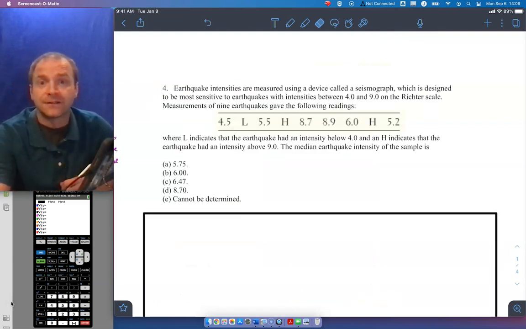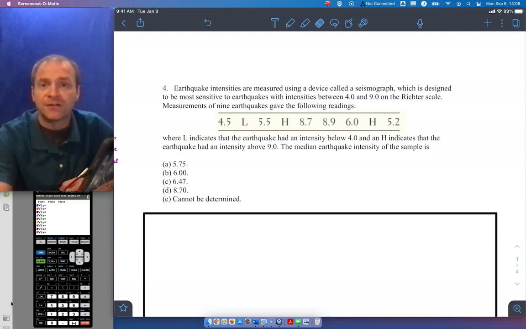I'm going to try a different multiple choice strategy in number 4. I'm going to look at what we're trying to find first in the answers, then go to the prompt. So in this problem, we're asked the median earthquake intensity of the sample is blank. So I know I need to find the median. And the choices are 575, 6, 647, 870, cannot be determined. So I'm going to keep that in mind now when I read the prompt.